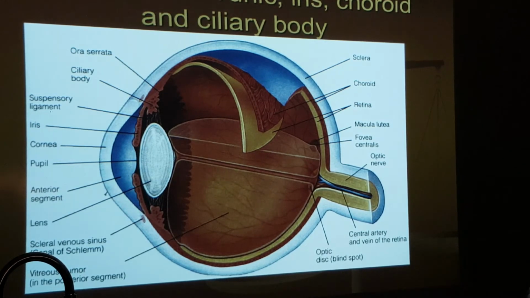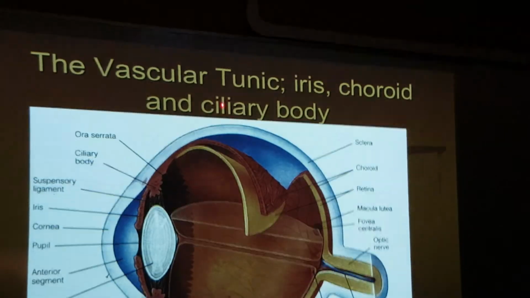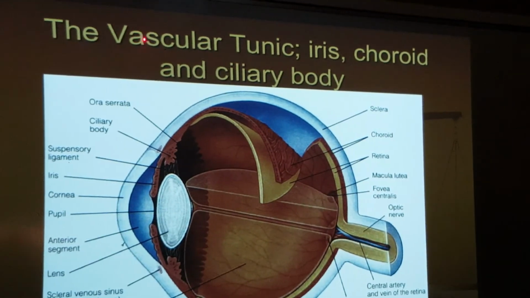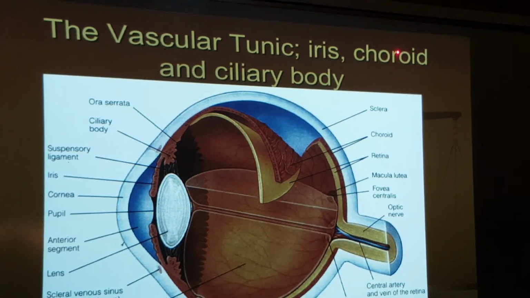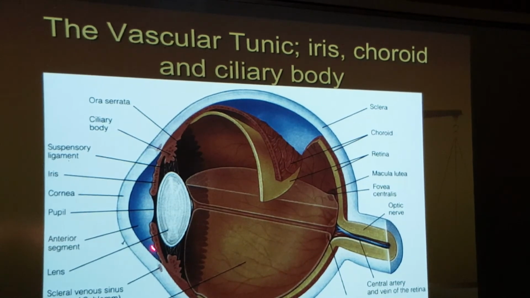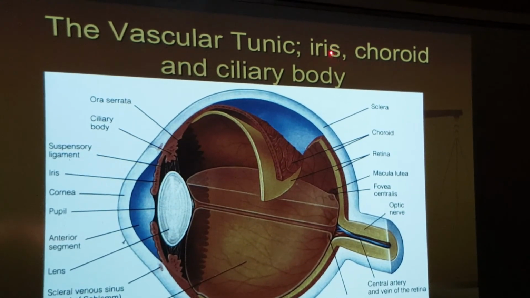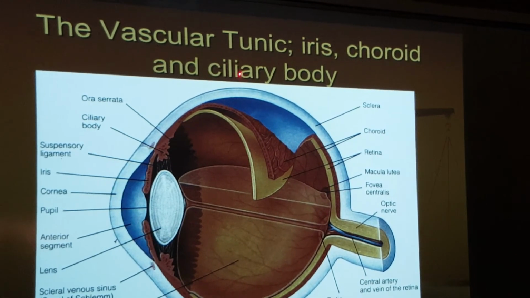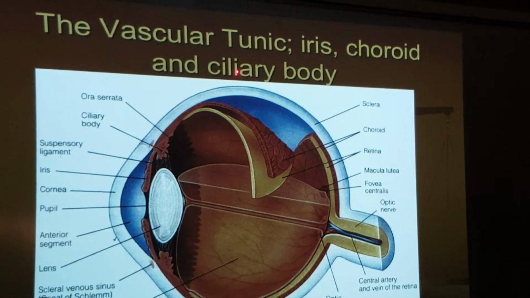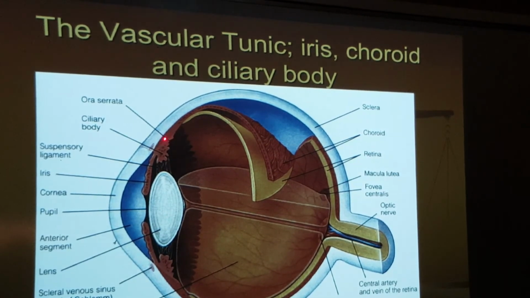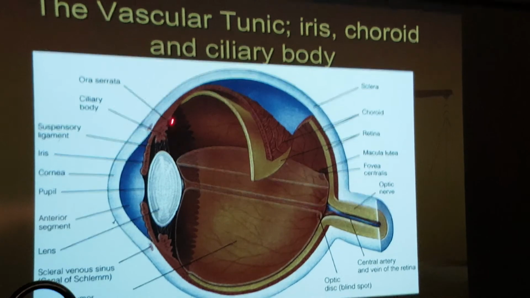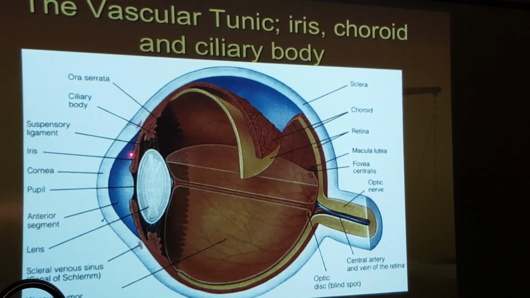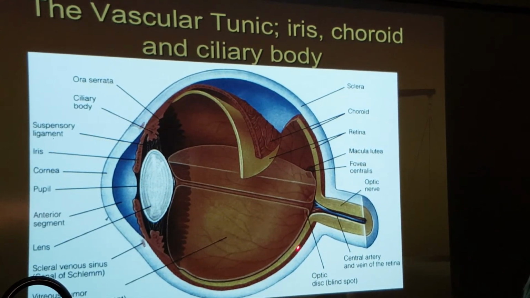Okay. The vascular tunic consists of 3 parts. This may even be a quiz question in lecture. There are 3 parts to the vascular tunic: the choroid, that black membrane, the iris, and the ciliary body, which contains the muscles and the little suspensory ligaments that control the thickness of the lens. So that's the ciliary body, the iris, and all the rest of it is the choroid.